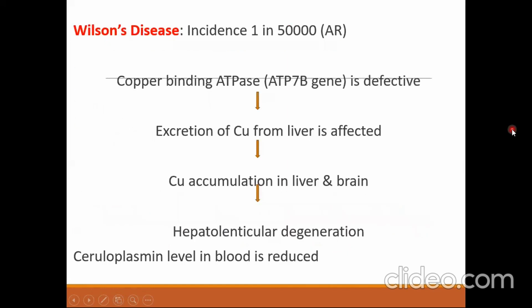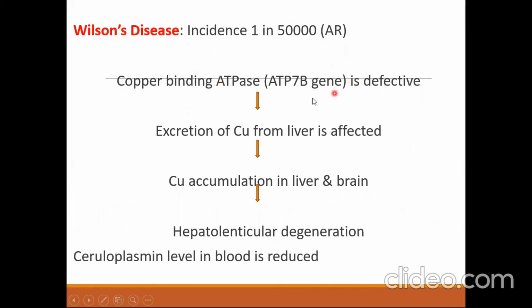First, Wilson's disease. It's a disorder of copper metabolism. The incidence of Wilson's disease is 1 in 50,000. It is transmitted as an autosomal recessive trait. The pathology here is that the copper binding ATPase is defective. That is a mutation in the gene coding for copper binding ATPase 7B.